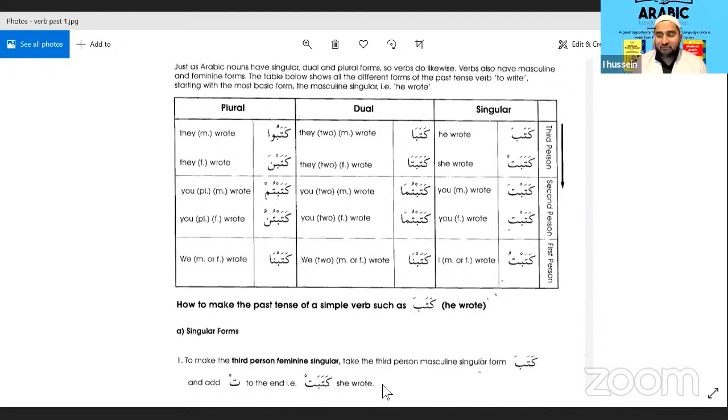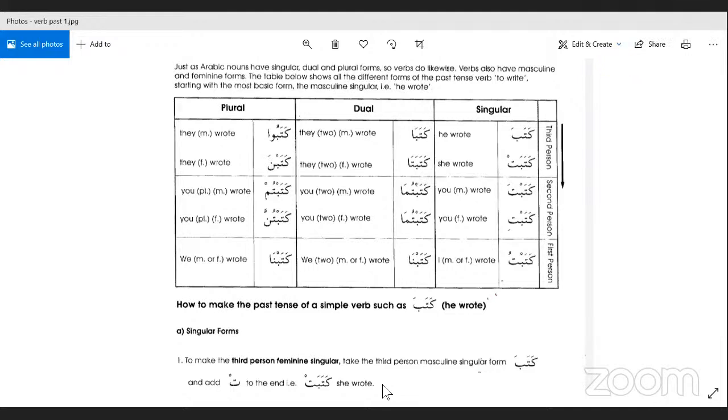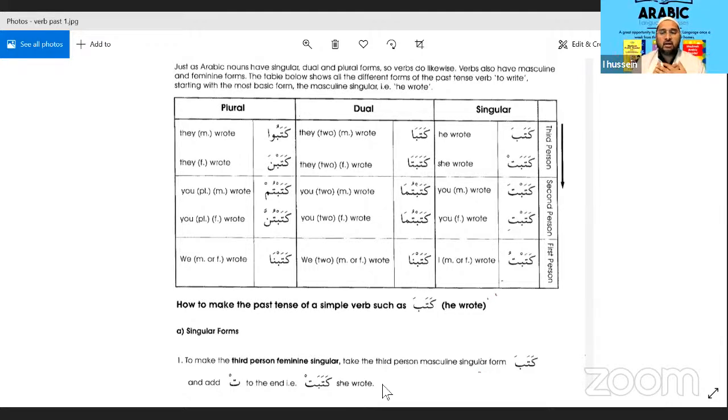And then you have you 1 female, you 2 females, you more than 2 females. How much is that? 6 and 6 is 12. And then you have 2 for the speaker, which is I and we. In Arabic, we don't really have a dual for 2 people. We just use we.